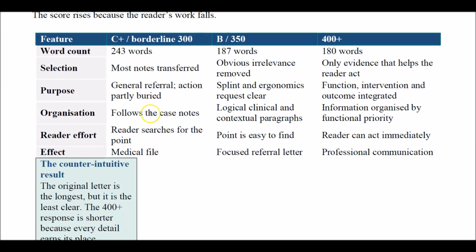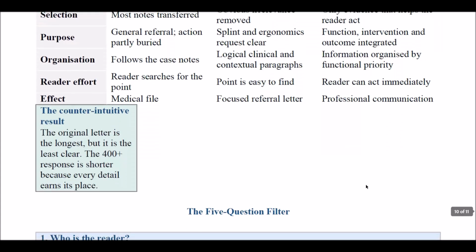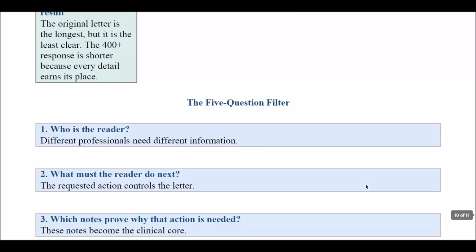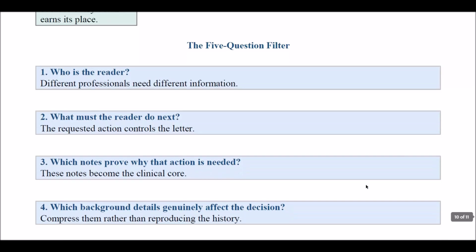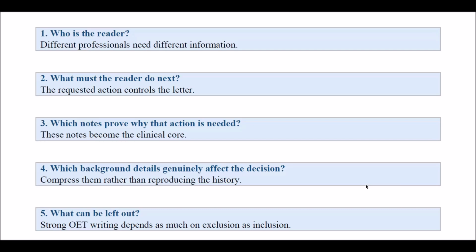Precision. Simply follows the notes. Logical. Information organized by functional priority. Yeah. So in the first one, the reader's searching around. What do you want me to do? In the 350, it's easy, but in the 400, it's immediately apparent what you want them to do. So I hope you can see the difference between a fail, a 350 and a 400 plus. So this is what you've got to think about.